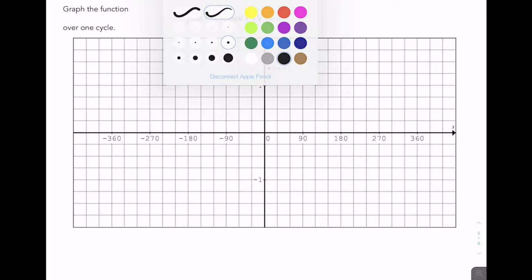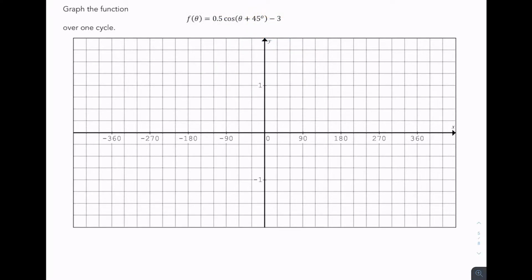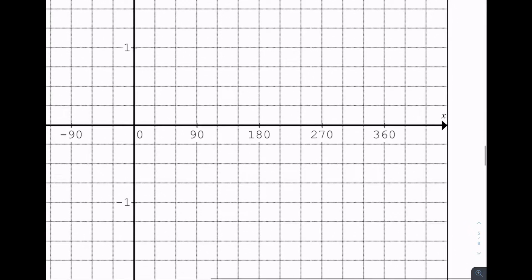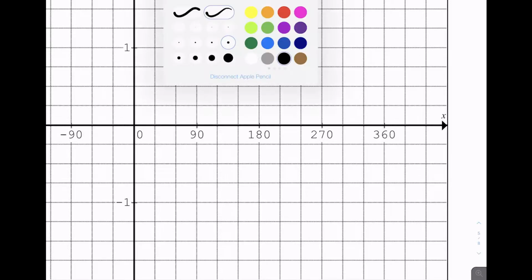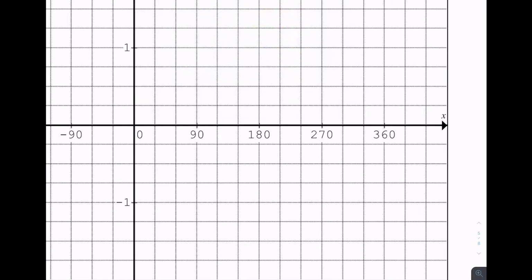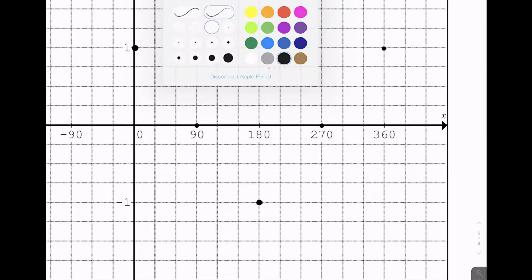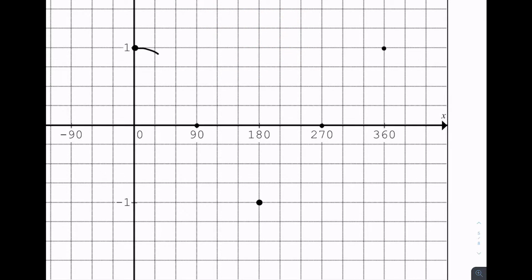I'm going to set up some of the key points for cosine between 0 and 360, one complete cycle. So we know that cos of 0 is going to be 1. Cos of 90 is going to be 0, 180 is going to be negative 1, 270 will be 0, 360 will be back at 1. If I connect those points together, I get a nice smooth curve that goes something like this.